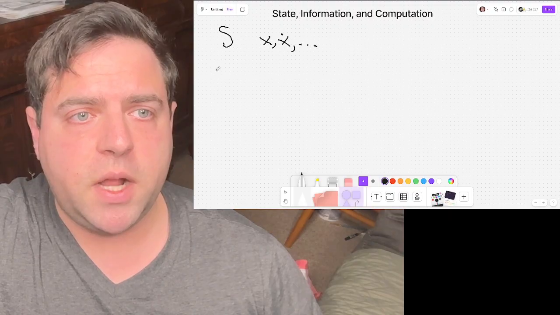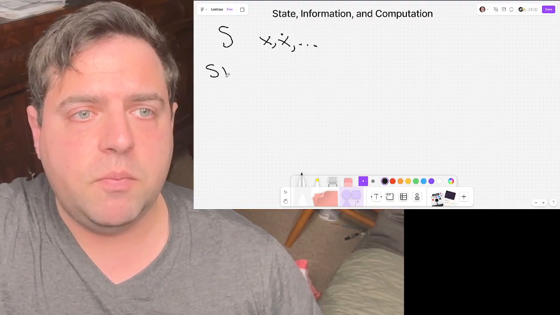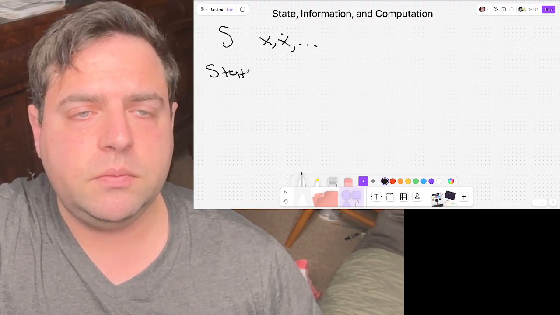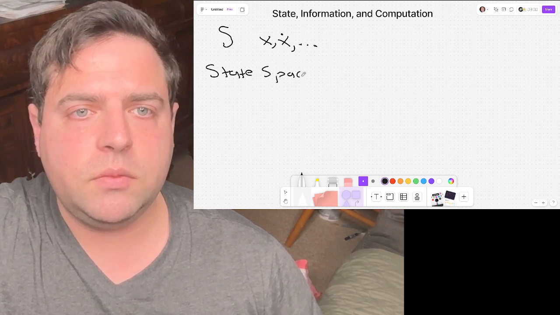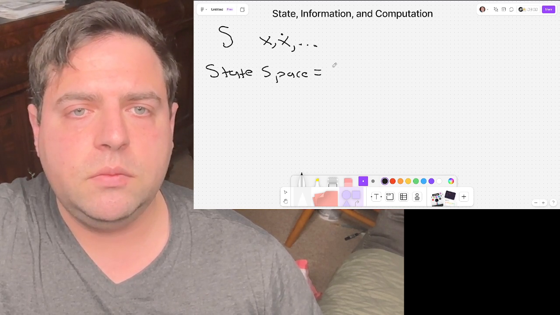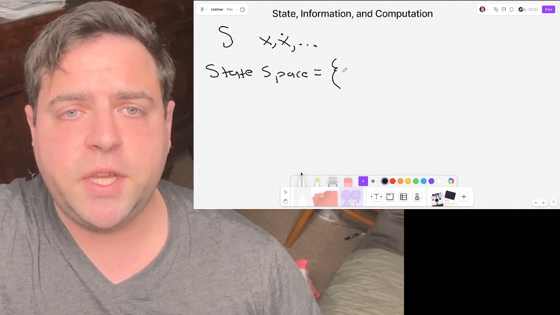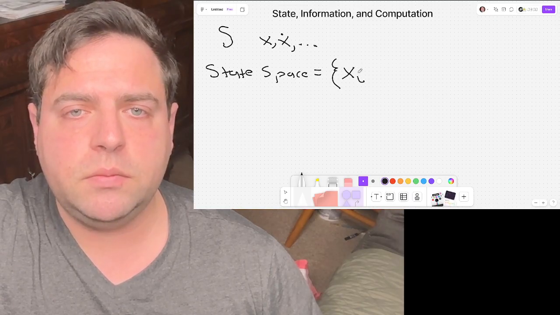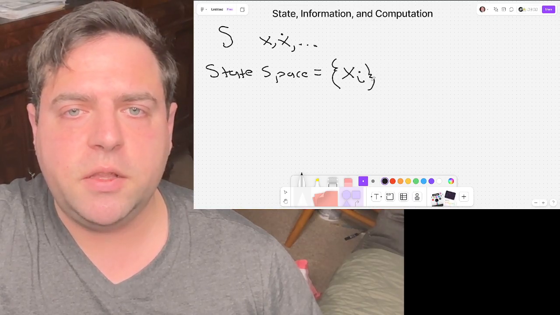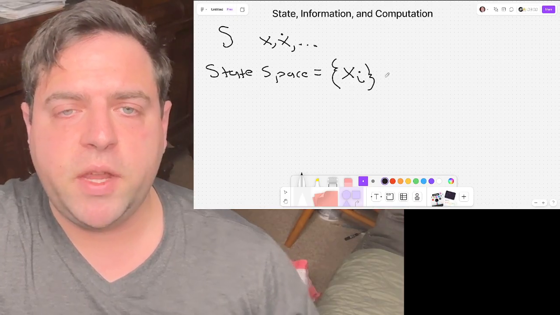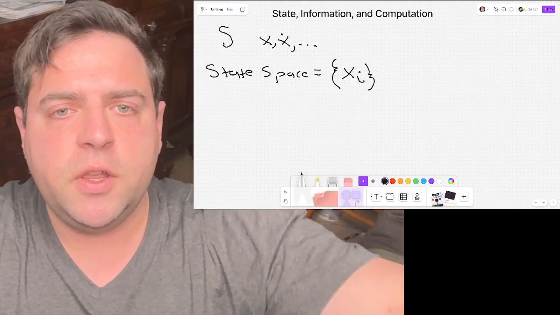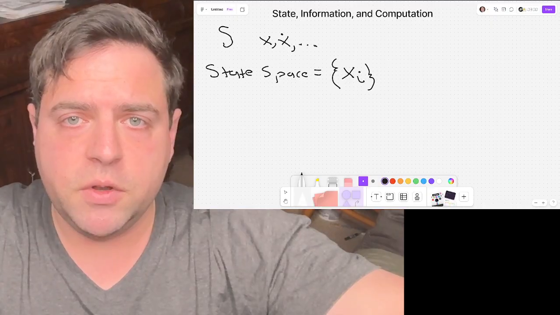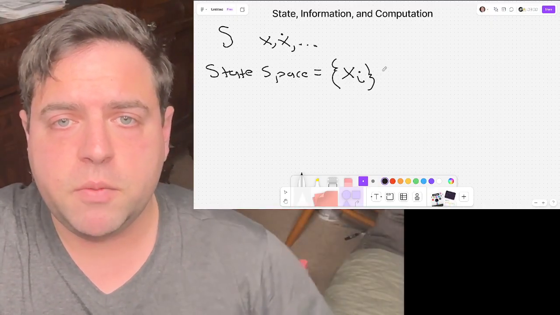So a little bit of terminology here. State space. The state space of a system is just kind of a list or a set. That's what this curly notation means of these variables here. The variables that uniquely specify a system. So if I give you a value for each of these variables, then we know the state of the system uniquely. That's pretty much all it means.